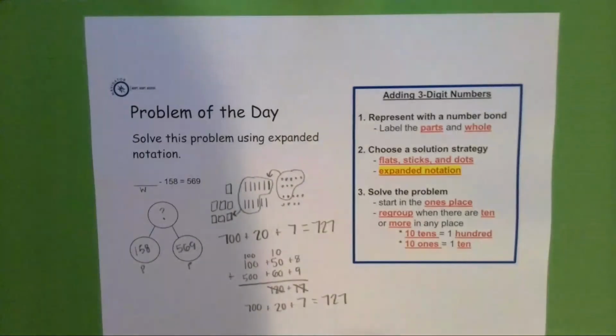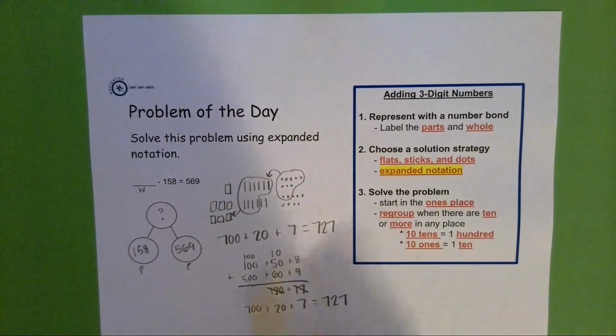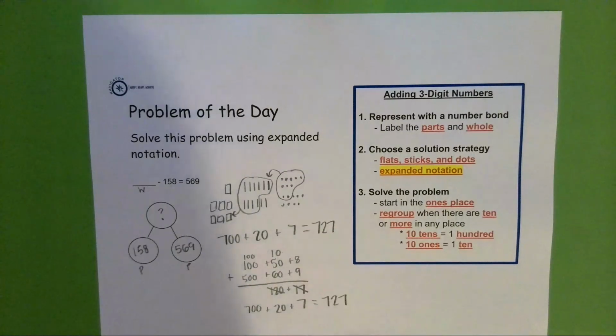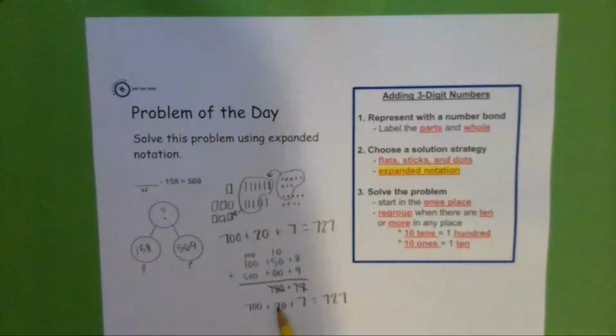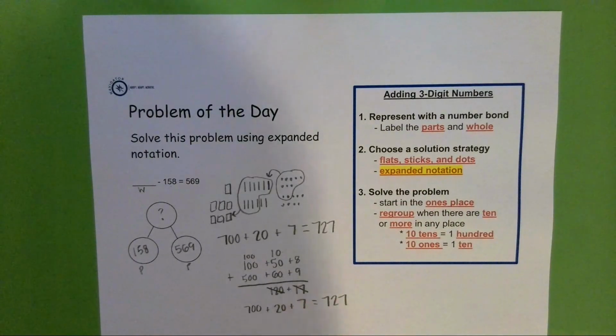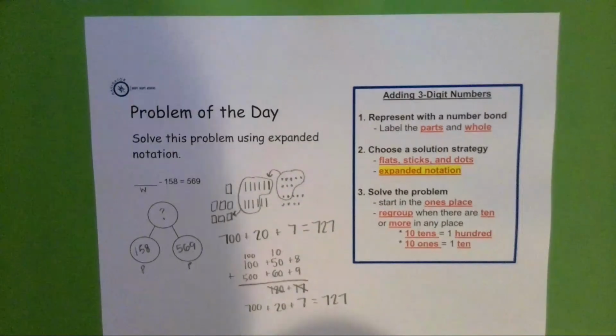727. Nice work. What did you notice about this problem? Say it out loud. I bet you said you noticed that you had to regroup 2 times because first we had 10 or more ones and then we had 10 or more tens. So today you might need to regroup more than 1 time. When will you need to regroup? Say it out loud. I bet you said you need to regroup when there are 10 or more ones or 10 or more tens.